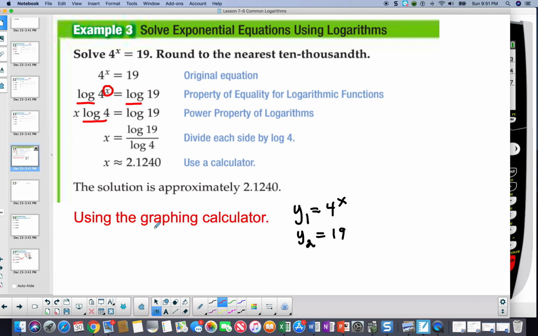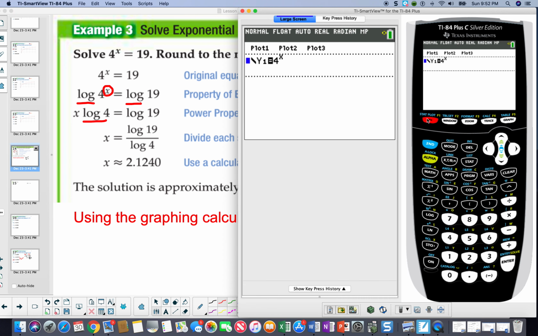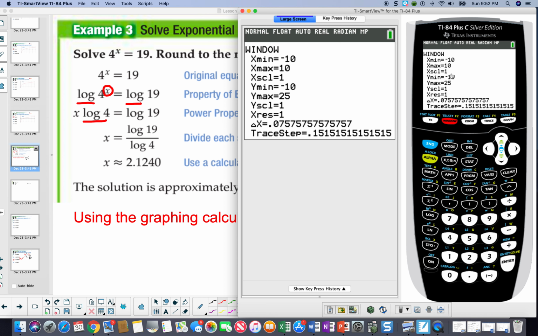using the calculator. Now I want to show you how to solve this a different way without logs to prove to you that we are really getting the right answer. And the way to do that is to graph 4 to the x and to graph 19 and see where they meet. So I'm going to go over here to y equals where I have already put 4 to the x power and 19. My window is, the only thing I've altered on the standard window is my y max goes to 25 because I have to see y equal to 19.